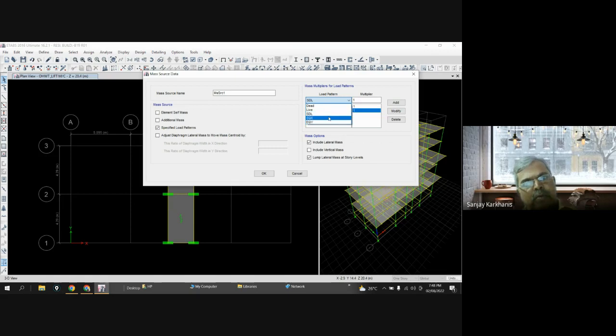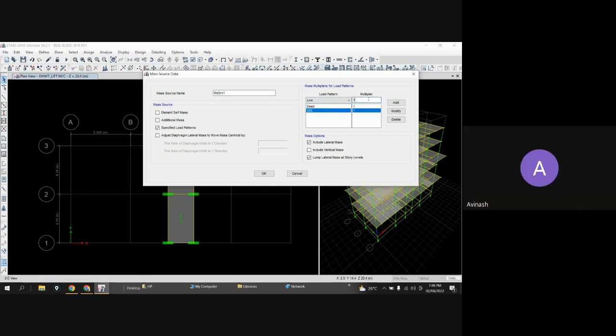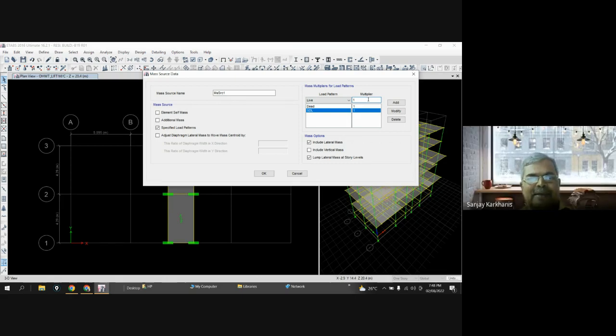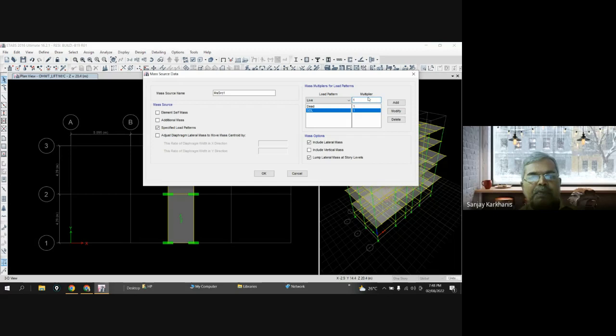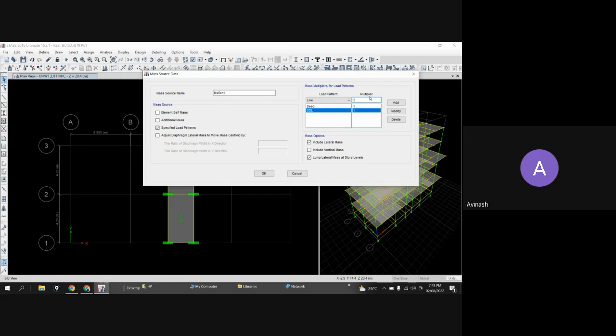Now live load. How much live load will we take? 100%? No, 25 or 0. What is the percentage? How are you calculating seismic weight? Sir, some 50% up, 50% down. That is how you are calculating. But how much percentage of live load are you considering? Either 25 or 50. Yes, sir, that depends. Above 3 kilonewton, 50%. Below 3 kilonewton, 25%. Okay.